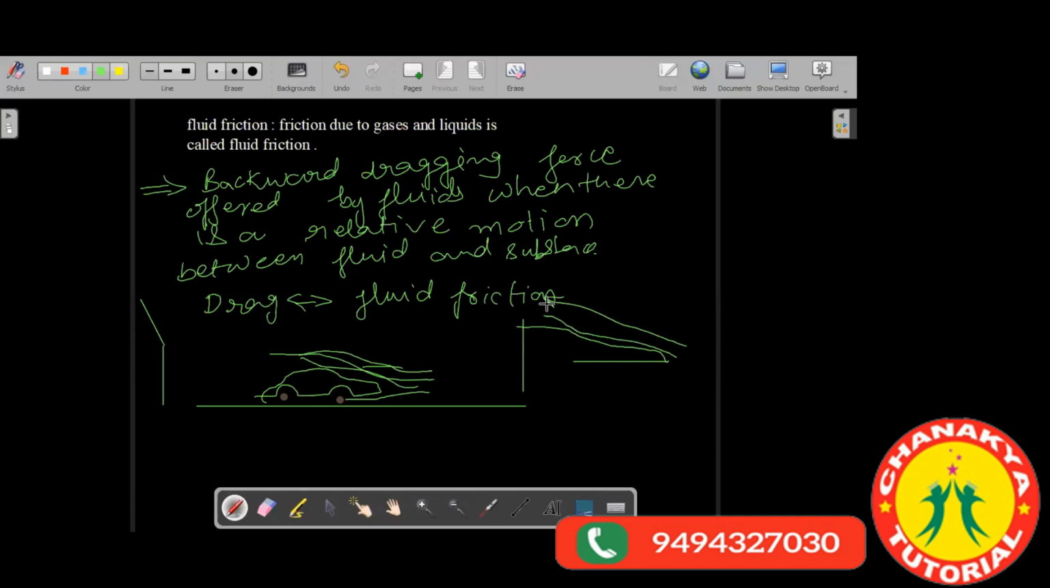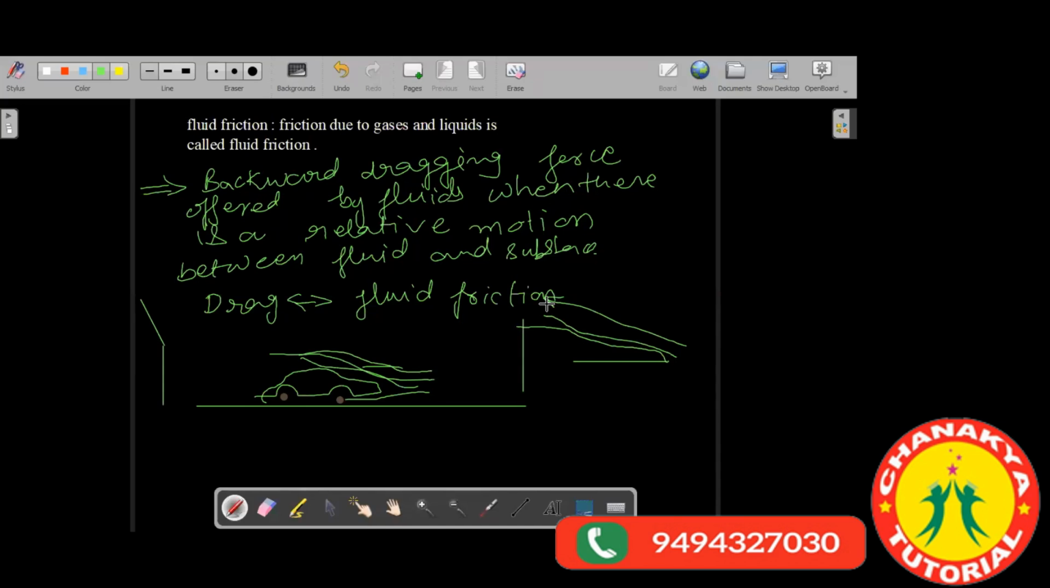Okay. As we have seen, we can decrease or increase the friction. There are different methods of increasing and decreasing friction. So here also we have different methods of decreasing friction. Can you think of any methods by which we can decrease friction, decrease fluid friction?